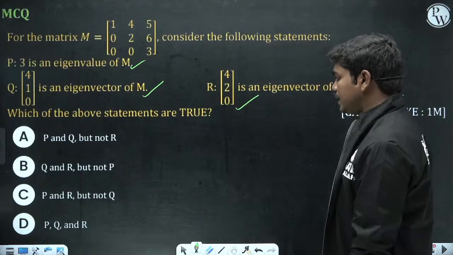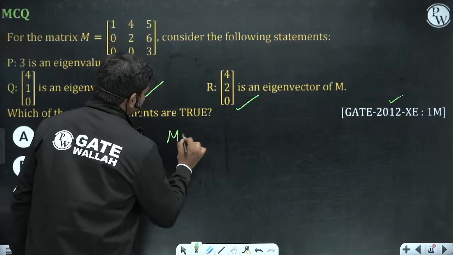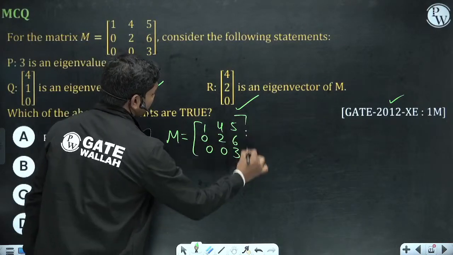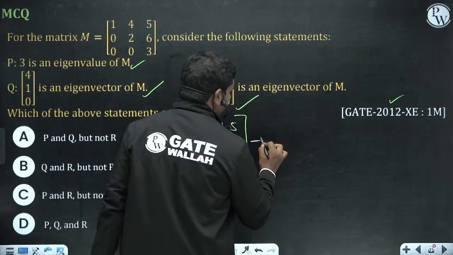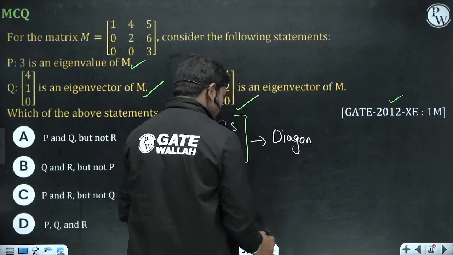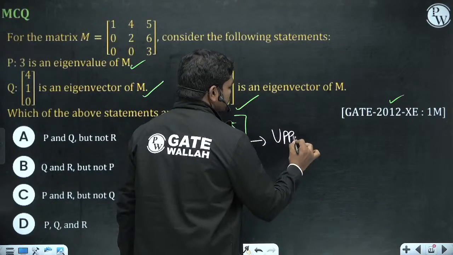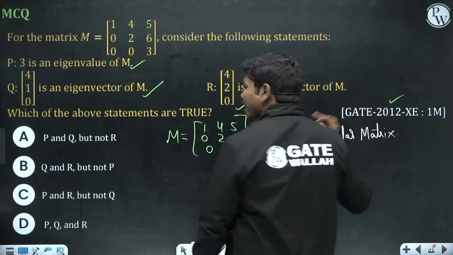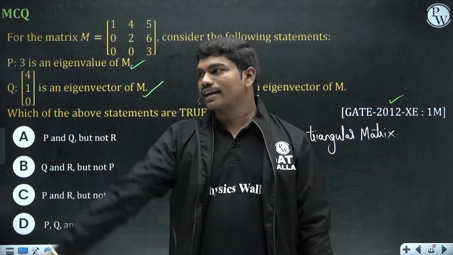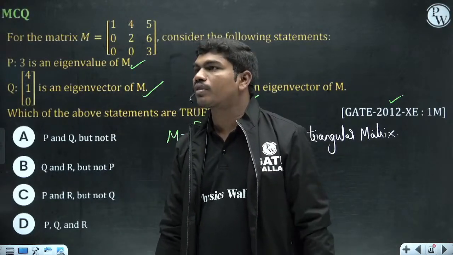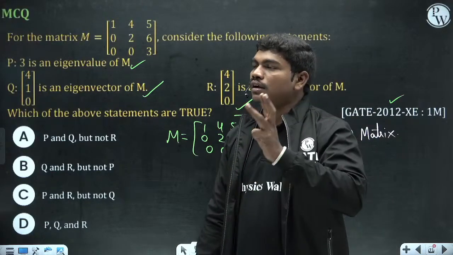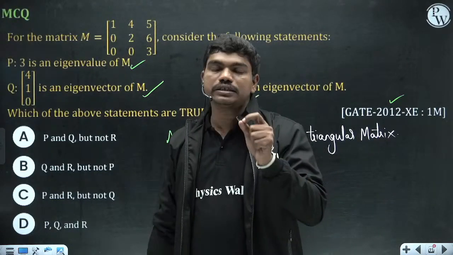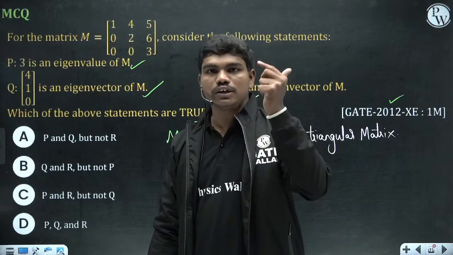Now if you see, for eigenvalues, M is equal to [1 4 5; 0 2 6; 0 0 3]. This is actually an upper triangular matrix. So tell me, in an upper triangular matrix, a lower triangular matrix or a diagonal matrix, what are the eigenvalues? The principal diagonal elements. So principal diagonal elements are the eigenvalues of any upper triangular, lower triangular or diagonal matrix.